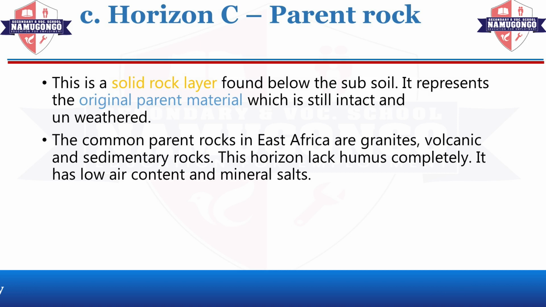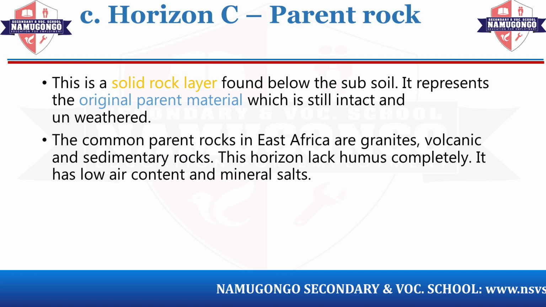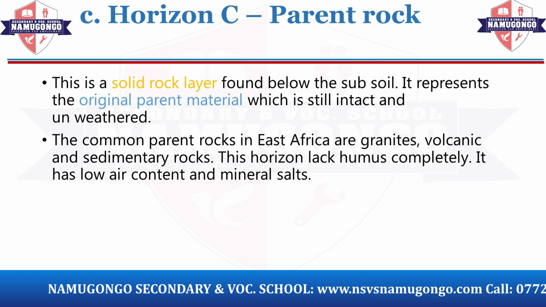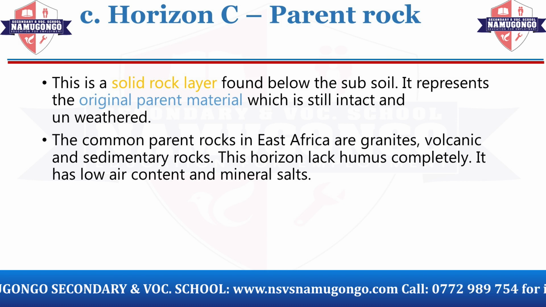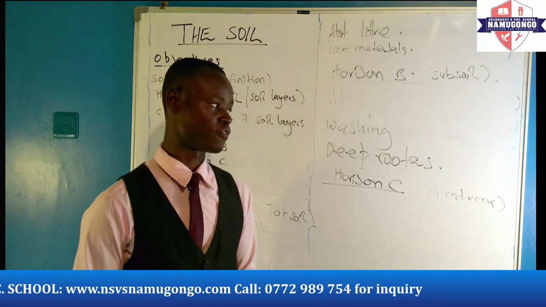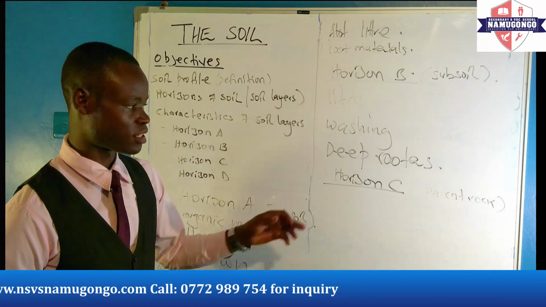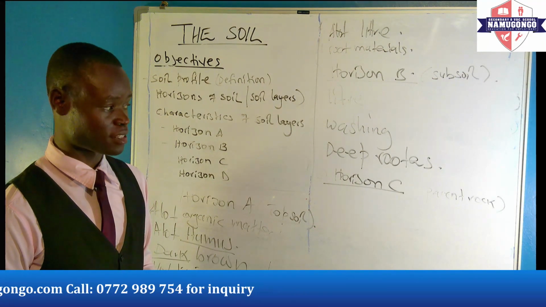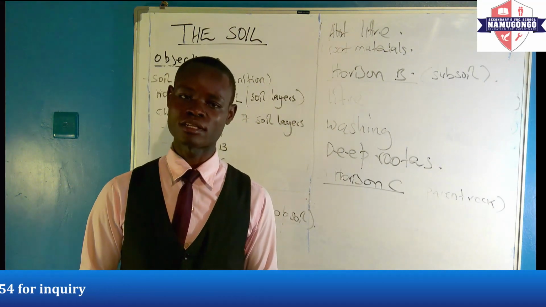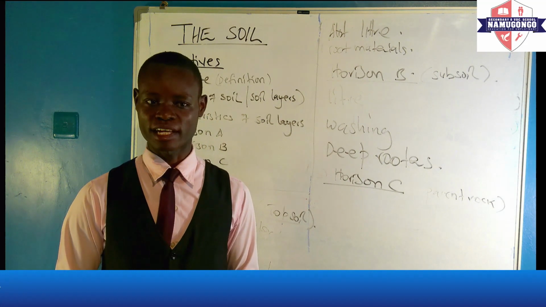It is mostly characterized by original parent material that is still intact, rock that has not been subjected to weathering conditions. Here in Uganda, or in East Africa, the common parent rocks are the granites, the volcanics, and the sedimentary rocks. Those are examples of parent rock, the areas where we find rocks that have not been subjected to the conditions of weathering.